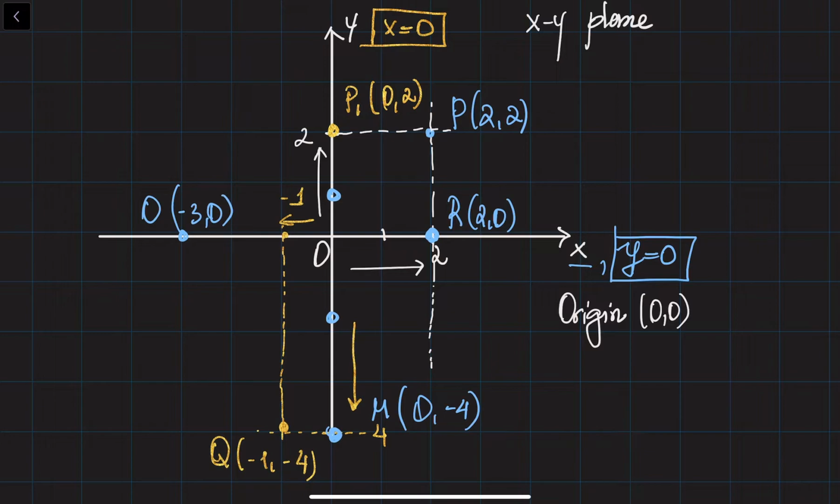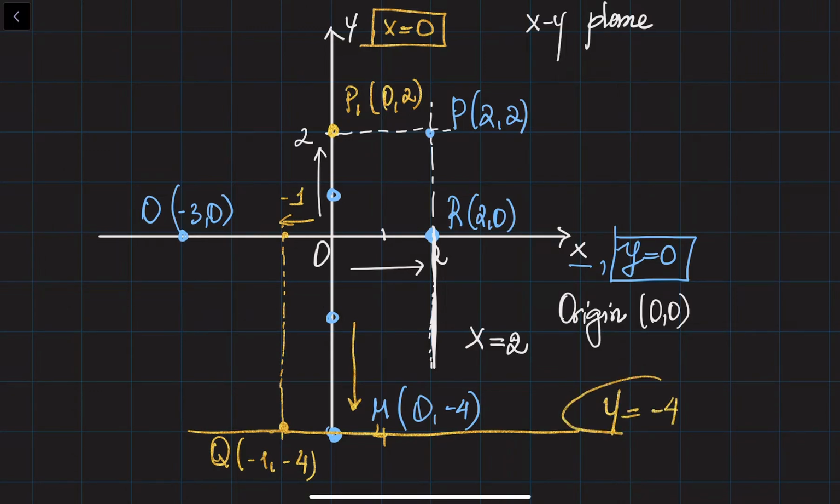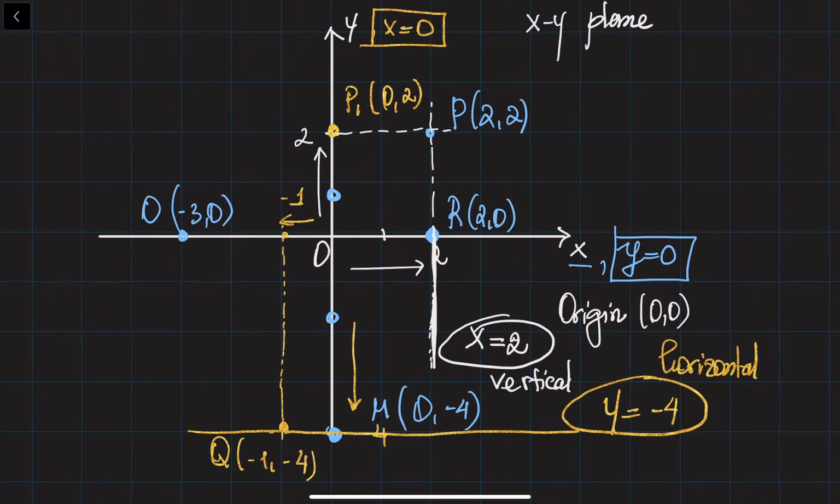For example, if you would like to denote this vertical line, what you need to do is remember that all the vertical lines are going to be x equal to some constant, right? So in this case, x is equal to 2. And all the horizontal lines are going to be y equal to some constant, right? For example, if you would like to draw this horizontal line, this is going to be y equal to minus 4. You see? So all the horizontal lines are going to be y equal to a constant, and all the vertical lines are going to be x equal to some constant.